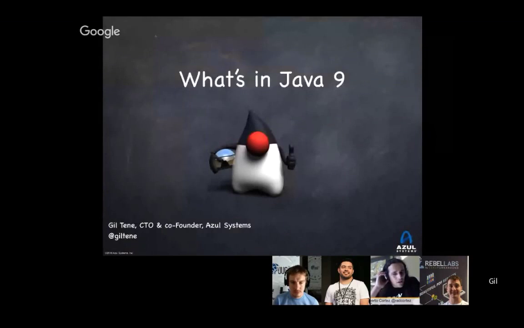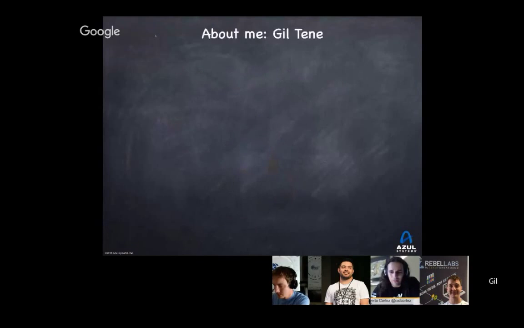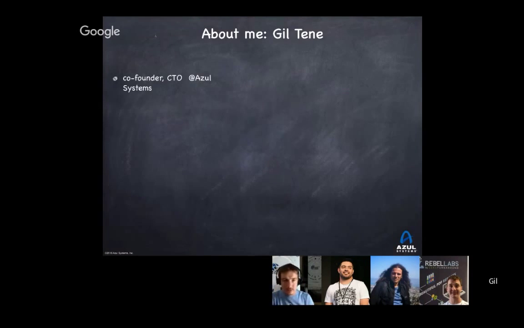So this is our subject, what's in Java 9. I'm Tene, the CTO and co-founder of Azul Systems. And a brief introduction about me. I work at Azul Systems, and at Azul we make Java virtual machines. Java is basically the only thing we do.